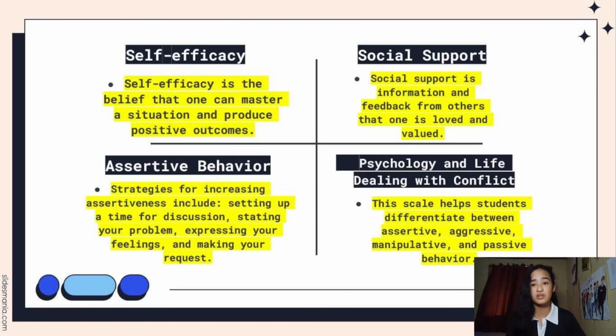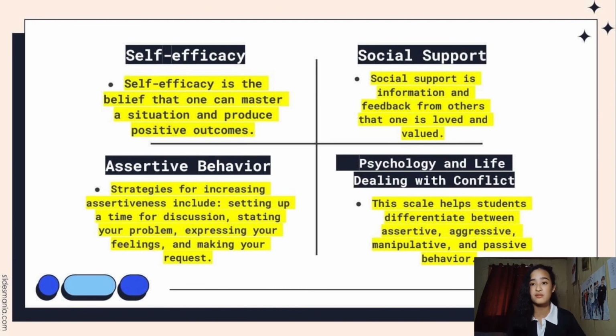Let's now move on to the next strategy, which is self-efficacy. Self-efficacy is the belief that one can master a situation and produce positive outcomes. Self-efficacy can improve an individual's ability to cope and be mentally healthy. Self-efficacy is also one of the best predictors of positive therapy outcomes.